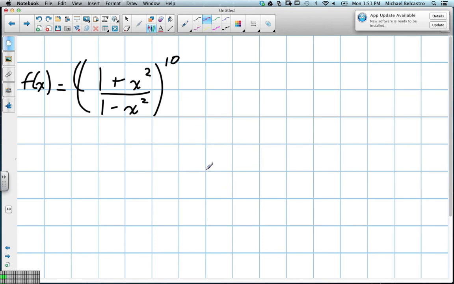Last type of question. It's the same thing. Here's our last one. Okay? That silly looking thing shouldn't be there. So we have to derive this function.